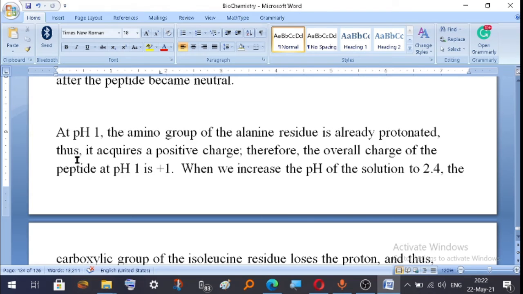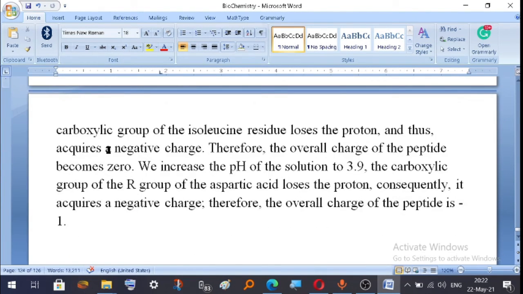Once again, at pH 1, the amino group of the alanine residue is already protonated, thus it acquires a positive charge. Therefore, the overall charge on the peptide at pH 1 is +1. When we increase the pH of the solution to 2.4, the carboxylic group of the isoleucine residue loses the proton, because 2.4 is the pKa of the carboxylic group of the isoleucine. Thus, the carboxylic group acquires a negative charge. Therefore, the overall charge on the peptide becomes 0.